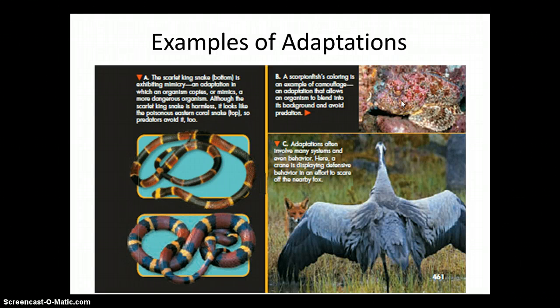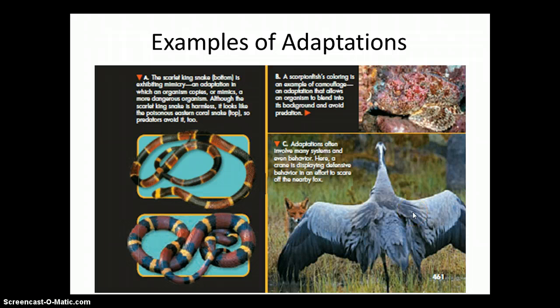Another example of an adaptation is camouflage. So the moths in the last slide were an example of camouflage, but also the scorpion fish has coloring that is very similar to its surroundings, and it allows it to blend in. So camouflage is another example of an adaptation.